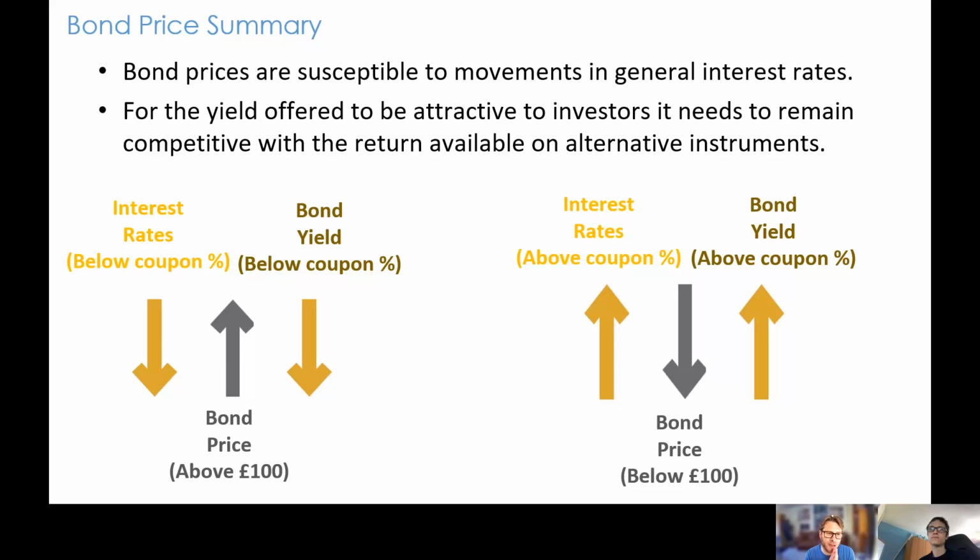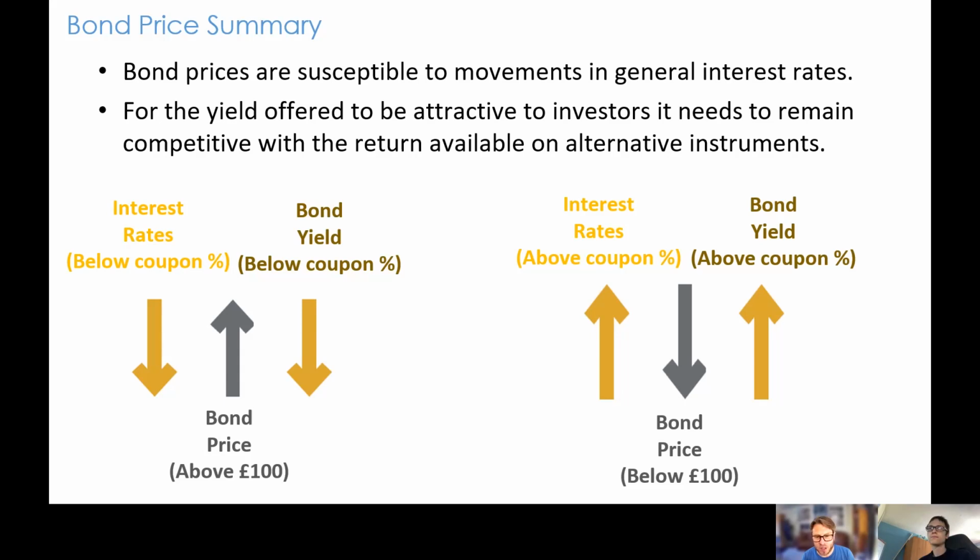So just remember that if interest rates go down below the coupon rate of your bond, then the bond price is likely to go up above the £100 per £100 nominal value. That also will have a knock-on effect to the yield. The yield will be a percentage below the coupon value. So remember that interest rates and bond yields will do the same thing in comparison with the bond price. So in this case, interest rates down, bond price up, bond yield down.